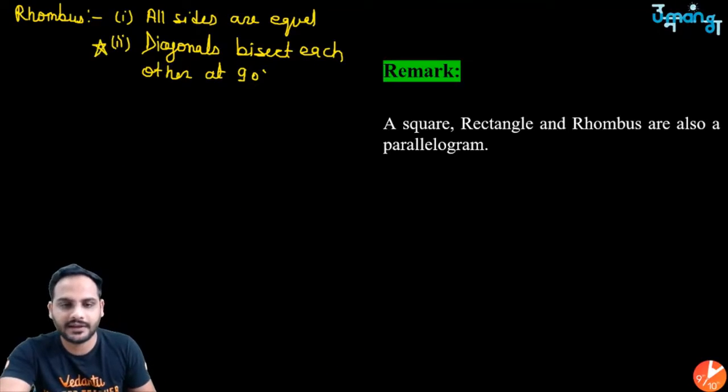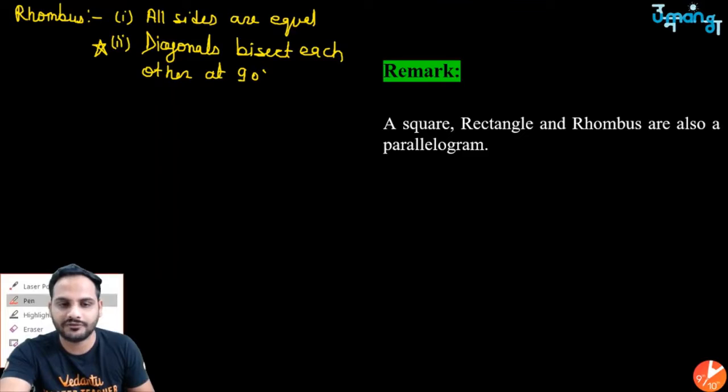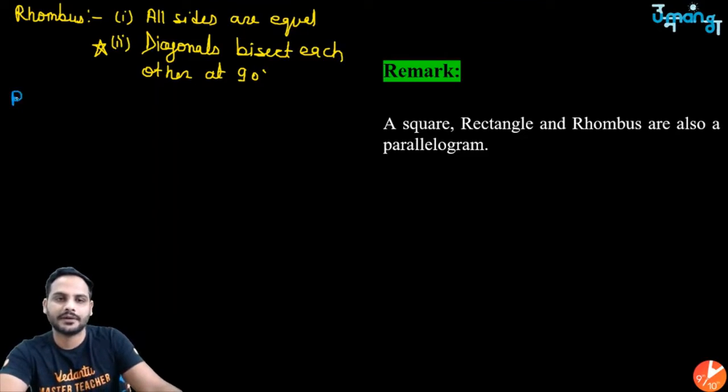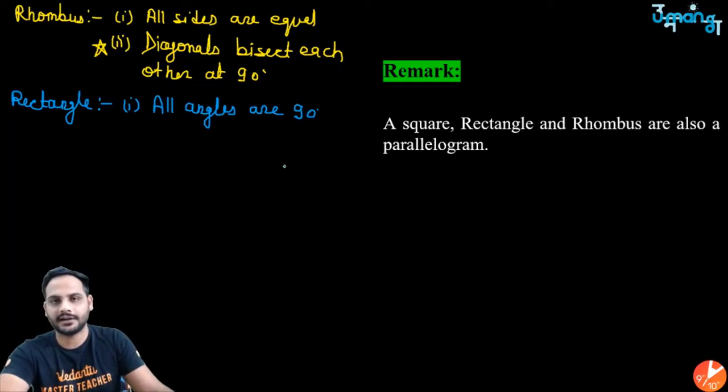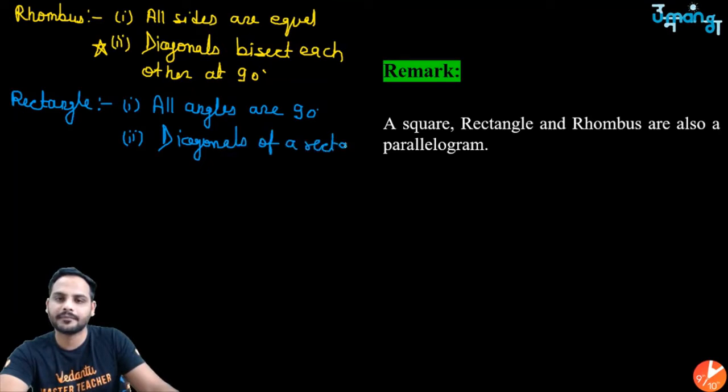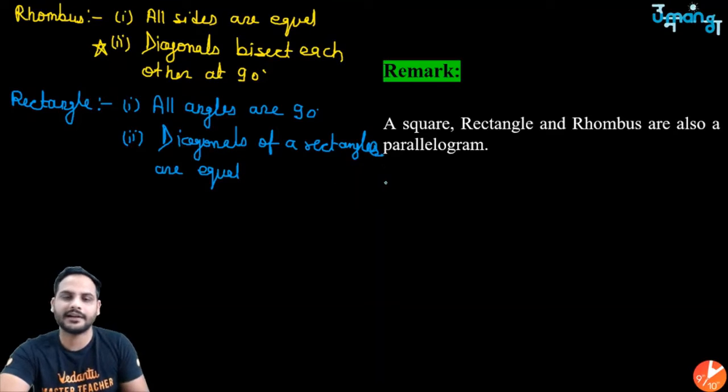Next we'll talk about the properties of a rectangle. According to the definition, first, all angles are equal, or all angles are 90 degrees. All angles of the rectangle are 90 degrees. The second important property for the rectangle is that the diagonals of a rectangle are equal.